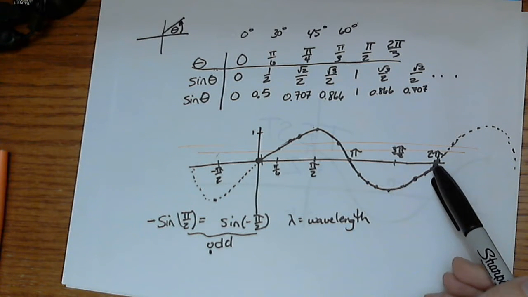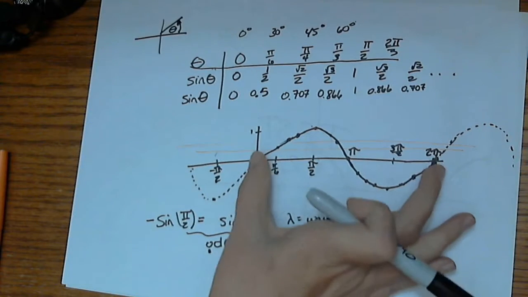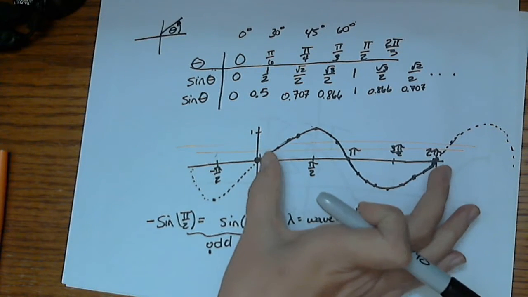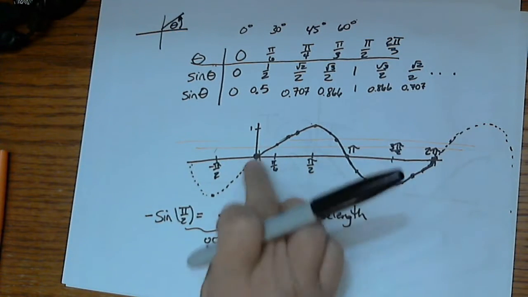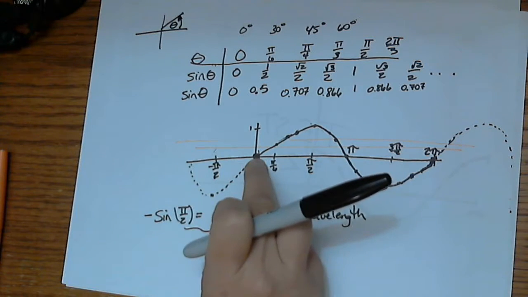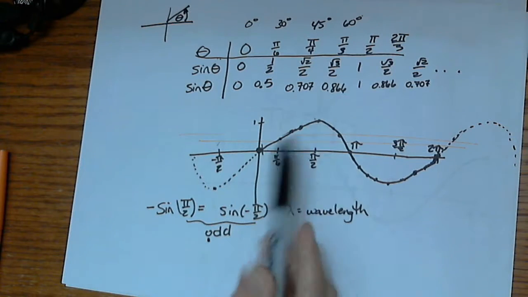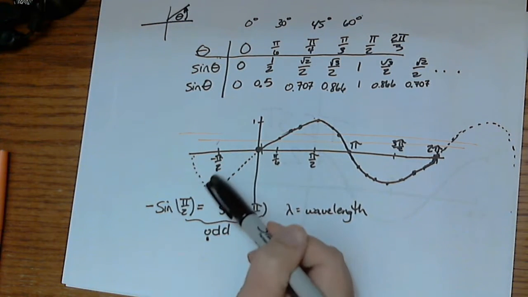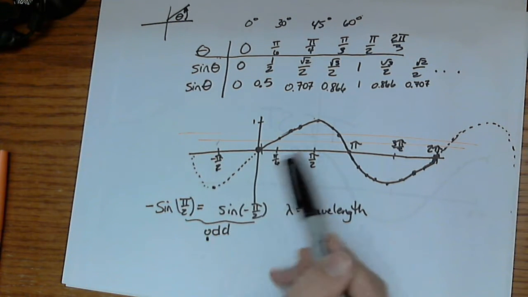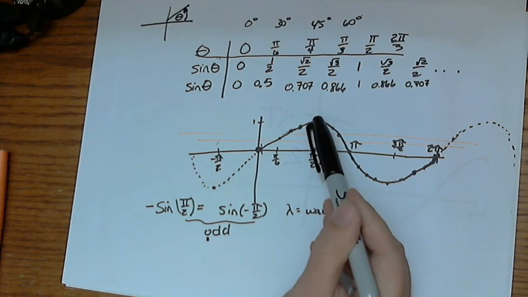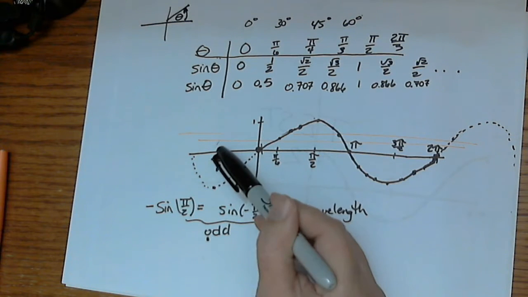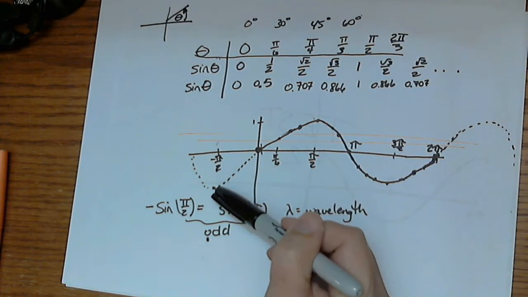Also, I want you to notice that if you were to pick this side of it up and twist it around so that the pivot point was right there at the origin, this point up here would line up with this point down here. So the sine of pi over 2 is a positive 1. But the sine of negative pi over 2 is a negative 1.